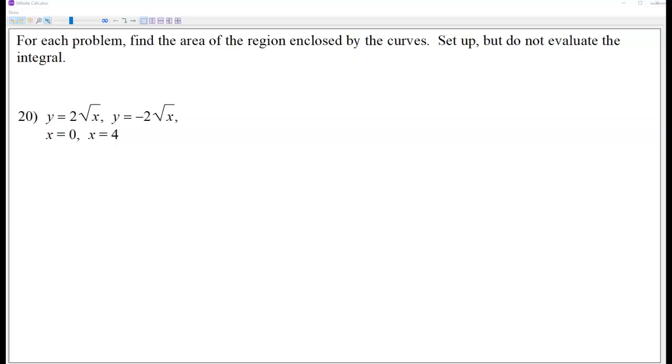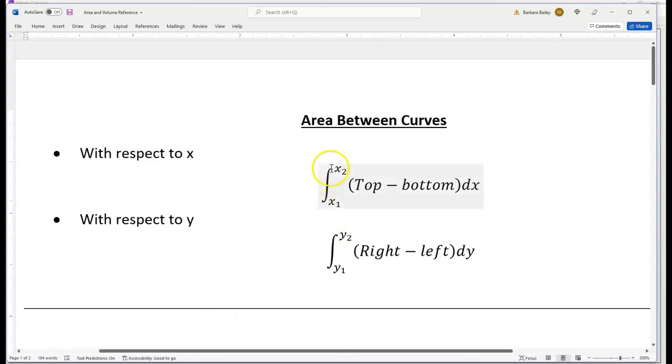All right, guys, so for number 20 and the rest of these problems, we're going to be moving into stuff that pertains to area and volume. So the first thing we're going to do is talk about how to find area between two curves. So basically you have two options for this. You could do it with respect to x or with respect to y. If you're doing it with respect to x, you do the top function minus the bottom function, and you put the left x value here and the right x value here.